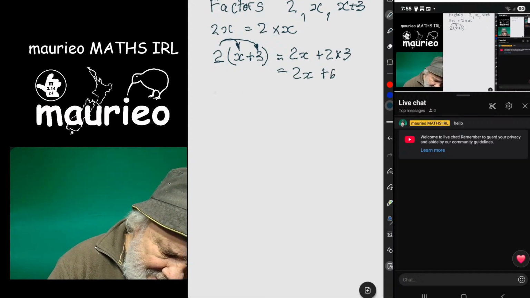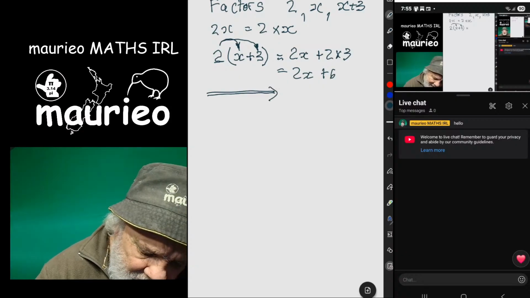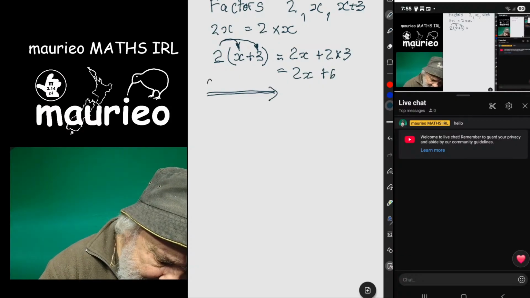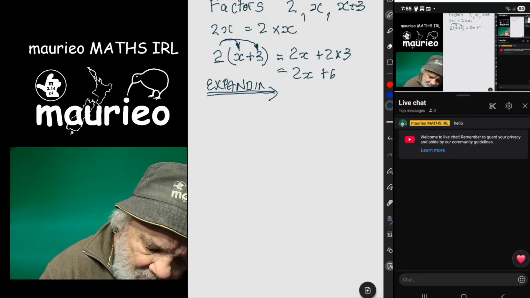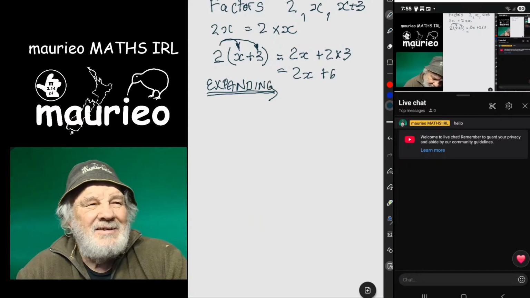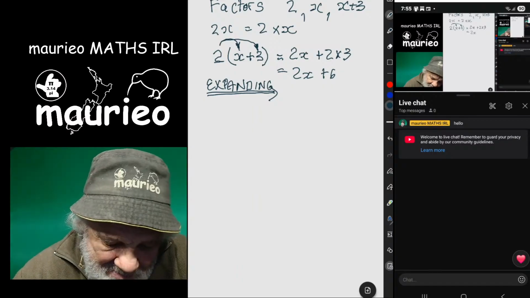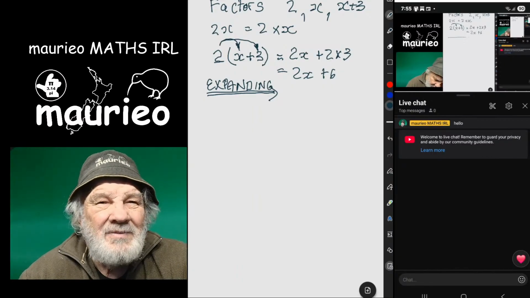And so going that way, we can write that, and that's called expanding. Expanding means to make it bigger. Expand it. Expand.